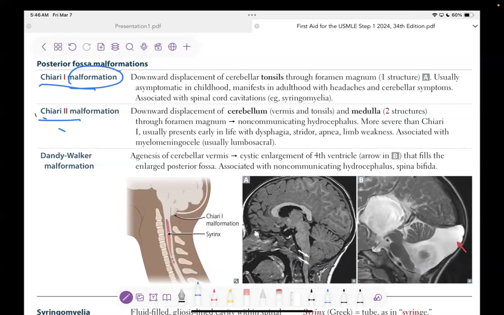So Chiari 1 malformation and Chiari 2 malformation, I used to memorize it like this. I didn't say Chiari 1 or Chiari 2. I will say later why I changed the name, just to remember it easily. At first, let's read it.